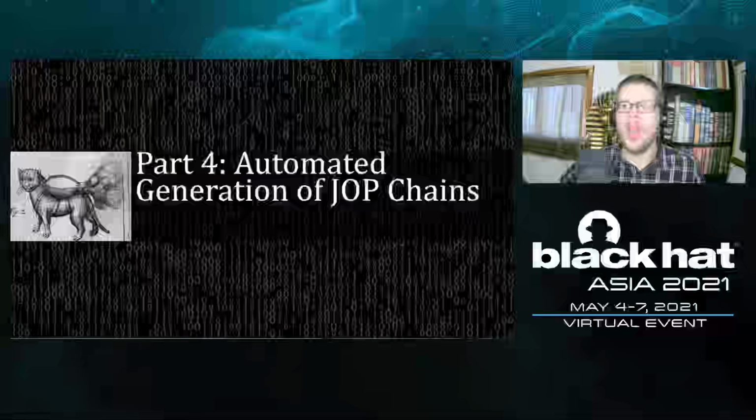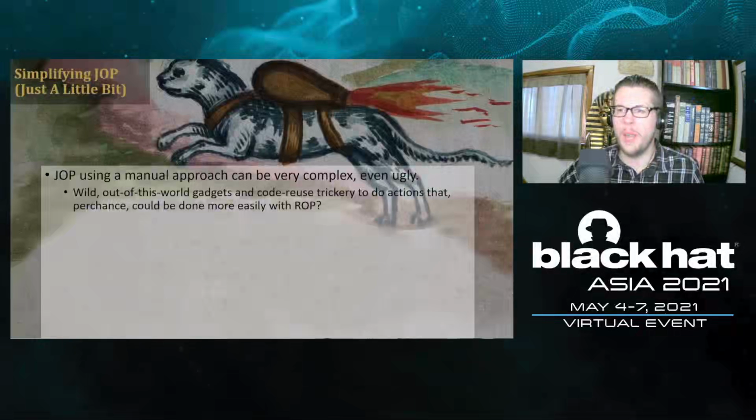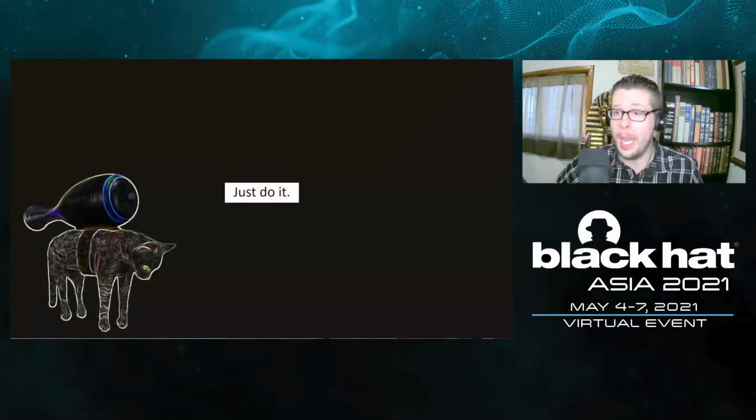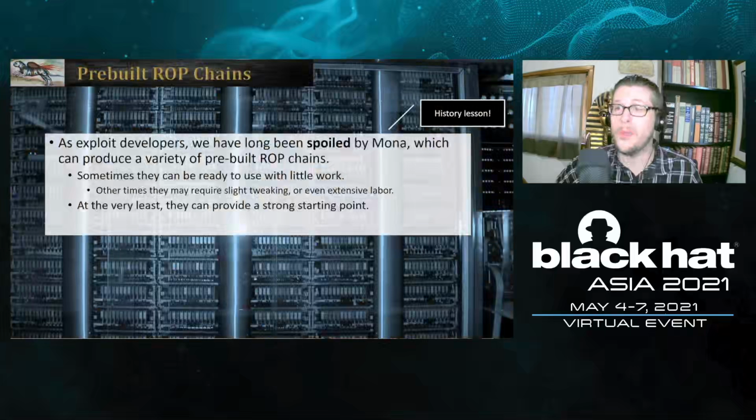Thank you, Austin. Automated generation of JOP chains. Let's dig into it. So the manual approach that Austin described is kind of weird, kind of scary, kind of complex, a little bit ugly. But what if we could simplify JOP? What if we could make it a little bit easier to do? Dare we attempt such a thing? And I say, let's just do it. And so we've done so.